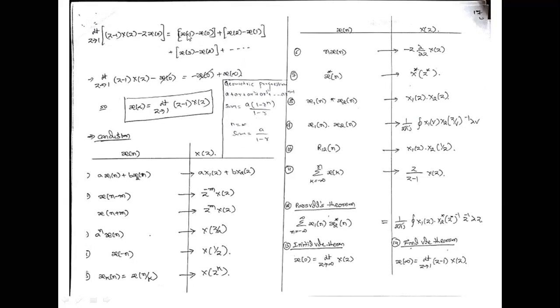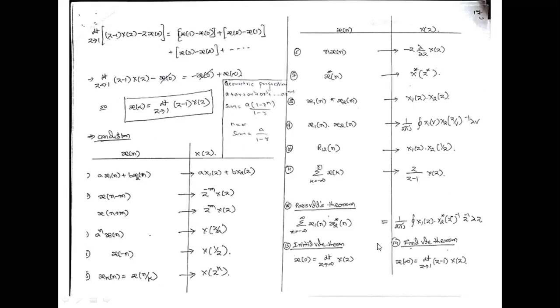Okay, so x of 1 and minus x of 1, and for the second term x of 2 minus x of 2 we get. Like that, all the terms get cancelled, but the last term, x of infinity, we get. So x of 0 and x of 0 get cancelled. X of infinite is equal to limit z tends to 1, z minus 1 x of z. Okay, the final value theorem.